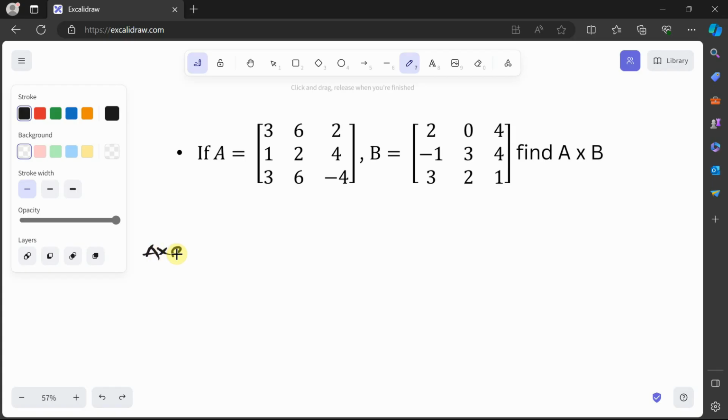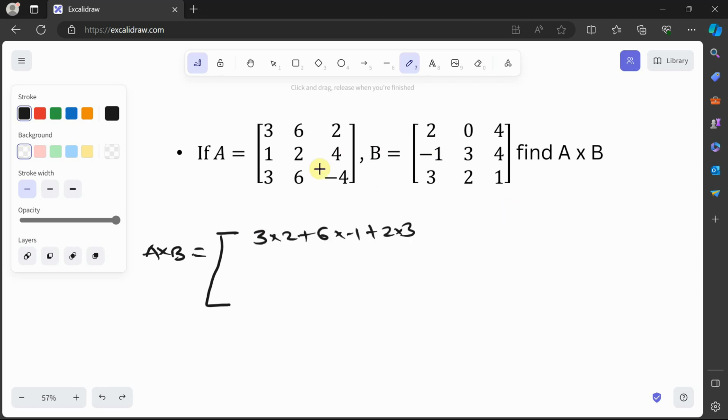A times B here will be equal to... the first thing we need to check is that the number of columns in the first matrix is equal to the number of rows in the second. So we have 3 columns, and we have 3 rows. Fine, we're good. If we cannot proceed, we will just say that we cannot proceed because the number of columns in A is not equal to the number of rows in B. You give your reason. So to find the first element, that will be 3 times 2 plus 6 times minus 1 plus 2 times 3.